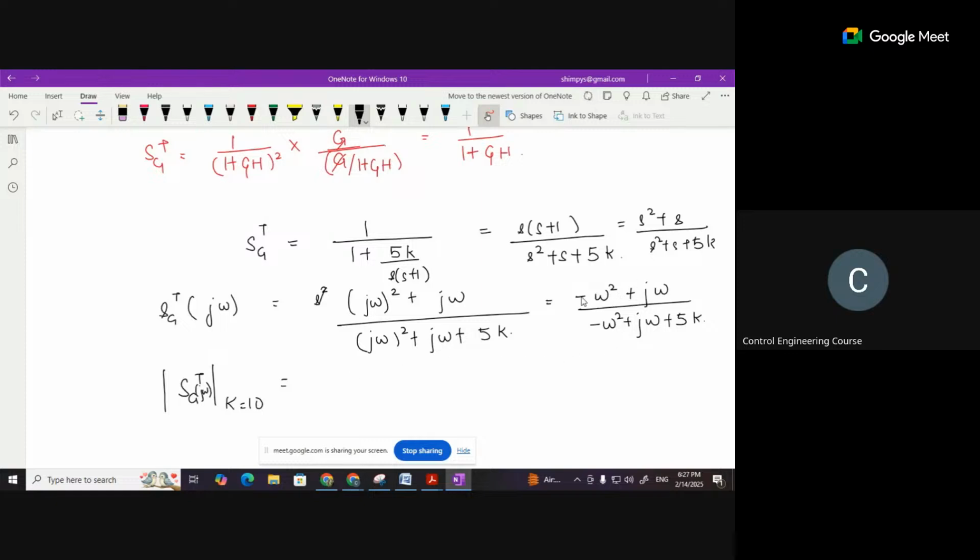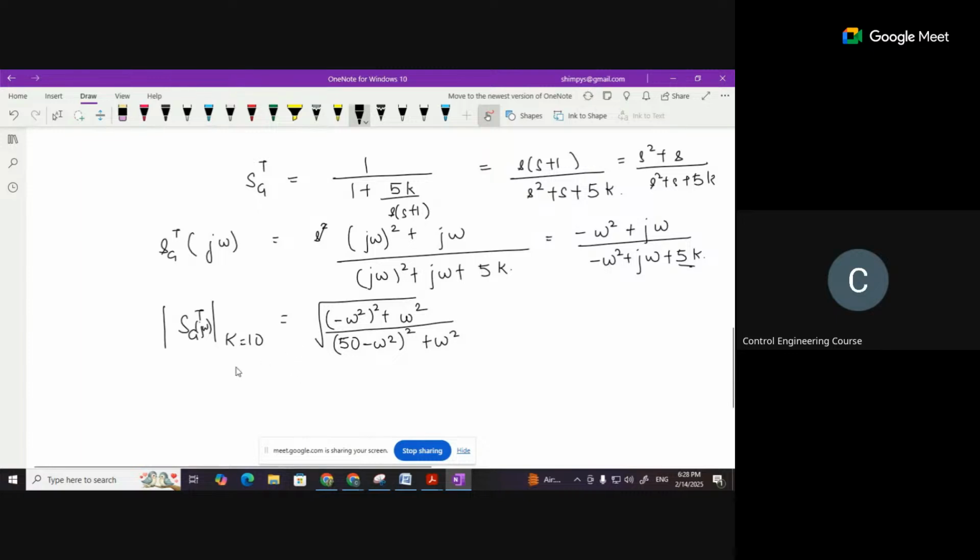Since this is a complex quantity, can I write it as omega square square plus omega square, and arranging the real and imaginary terms, what I'll get? Here I'll get 5 into k, that will give me 50, right? 50 minus omega square square plus omega square, right? Is it correct, everyone? Is it clear? Yes, ma'am.